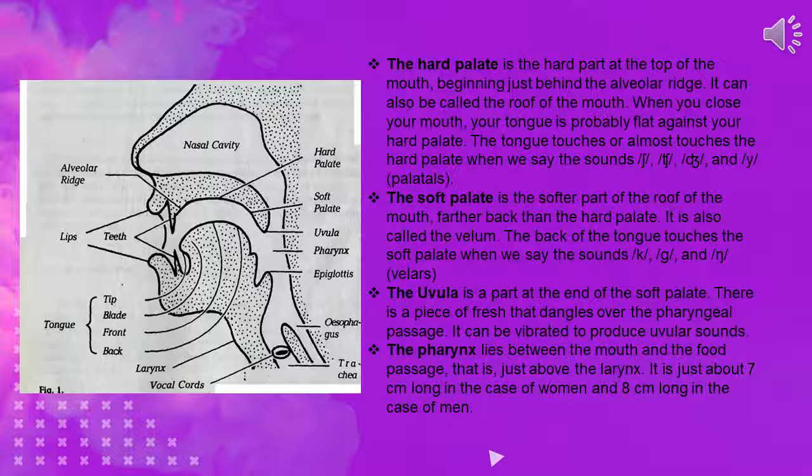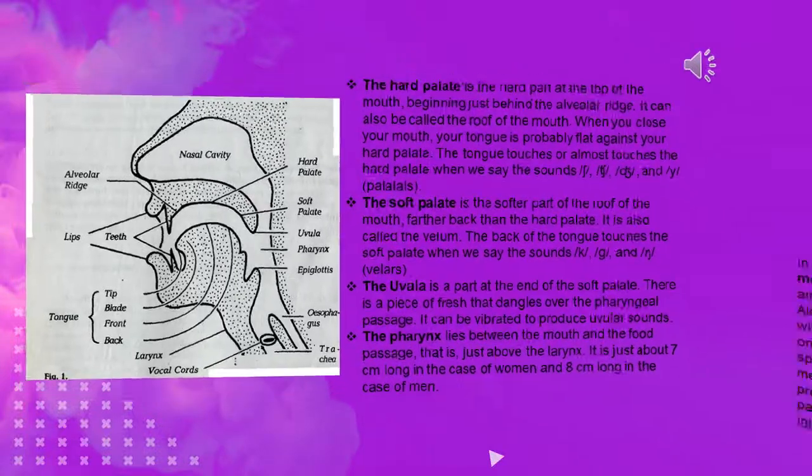The uvula is a part at the end of the soft palate. It is a piece of flesh that dangles over the pharyngeal passage. It can be vibrated to produce uvular sounds. The pharynx lies between the mouth and the food passage, that is, just above the larynx. It is about 7 cm long in the case of women and 8 cm long in the case of men.